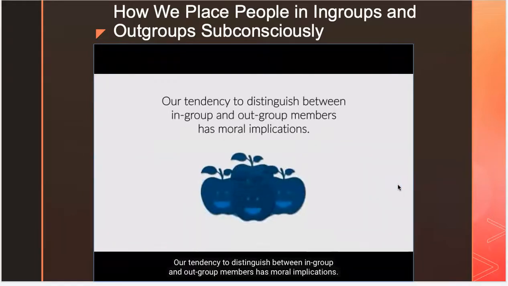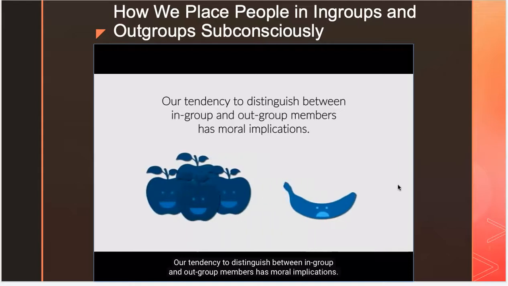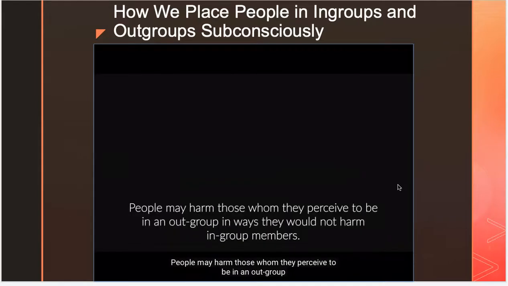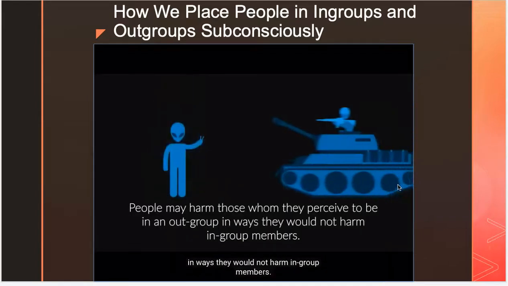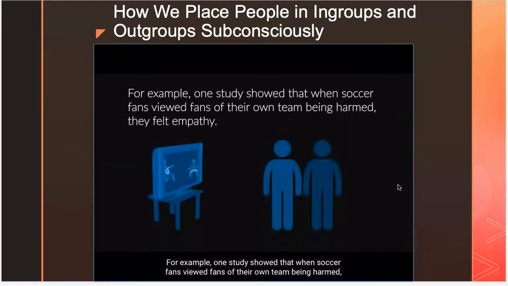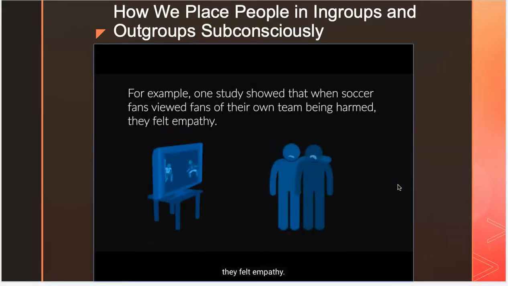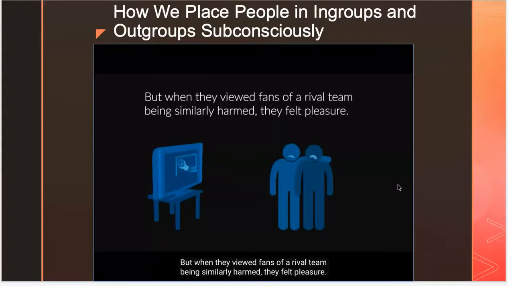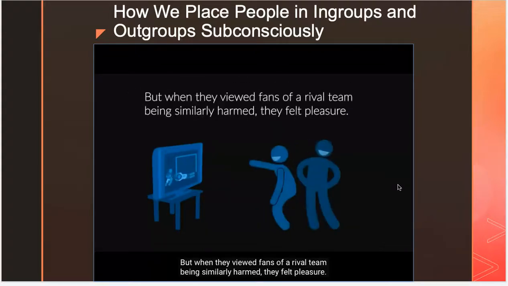Our tendency to distinguish between in-group and out-group members has moral implications. People may harm those whom they perceive to be in an out-group in ways they would not harm in-group members. For example, one study showed that when soccer fans viewed fans of their own team being harmed, they felt empathy. But when they viewed fans of a rival team being similarly harmed, they felt pleasure.